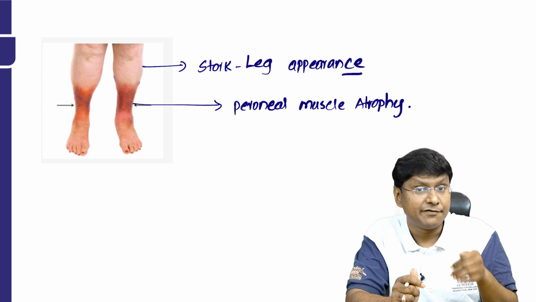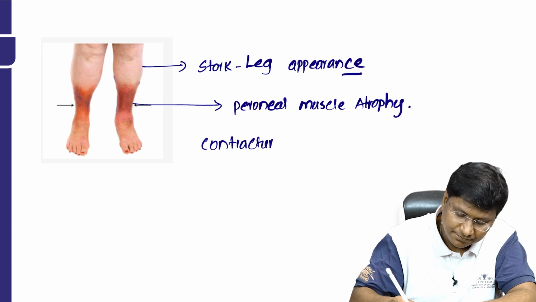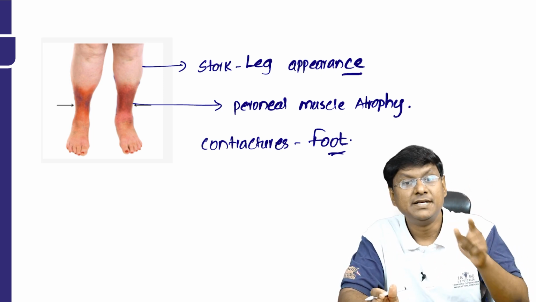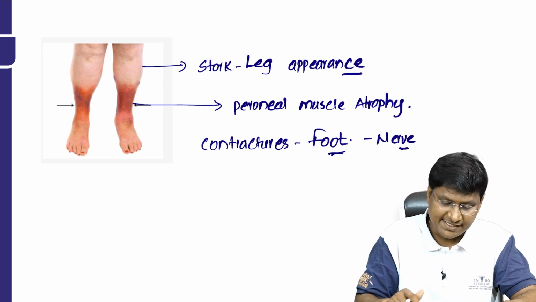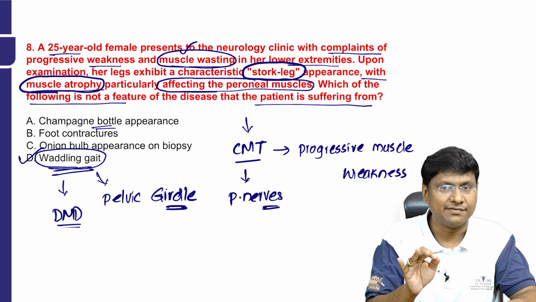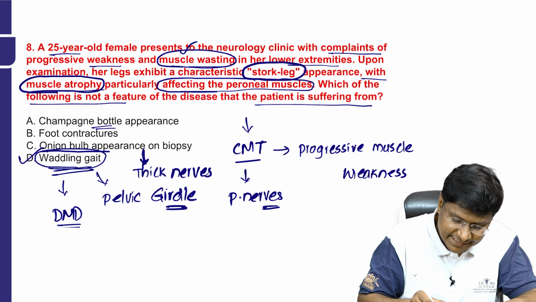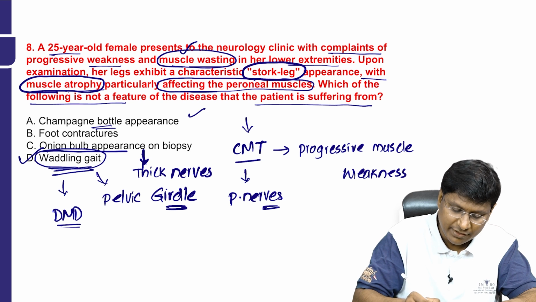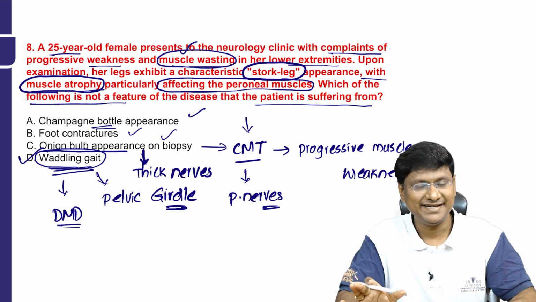In the foot, there are also contractures. Contractures in the foot may develop, and that is due to the peripheral nerve involvement. In these individuals, you will notice thickened nerves, and on biopsy of these thickened nerves, you will notice the presence of an onion bulb appearance. So champagne bottle appearance, foot contractures, onion bulb appearance, all these are features suggestive of Charcot-Marie-Tooth disease, right? Moving on to the next question.